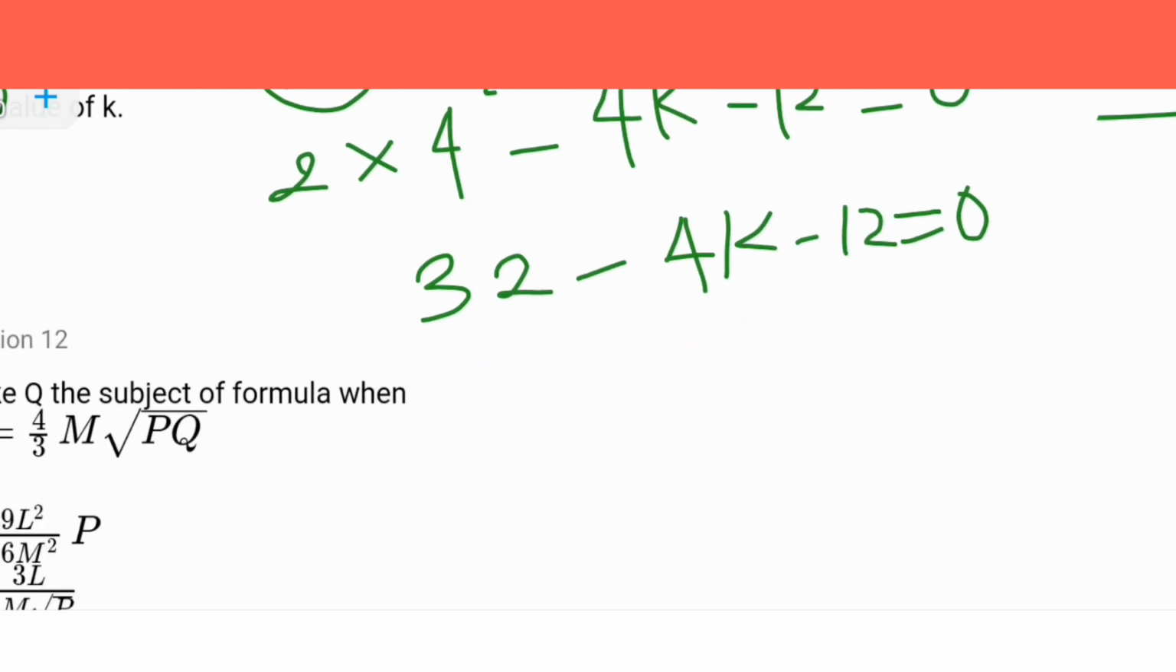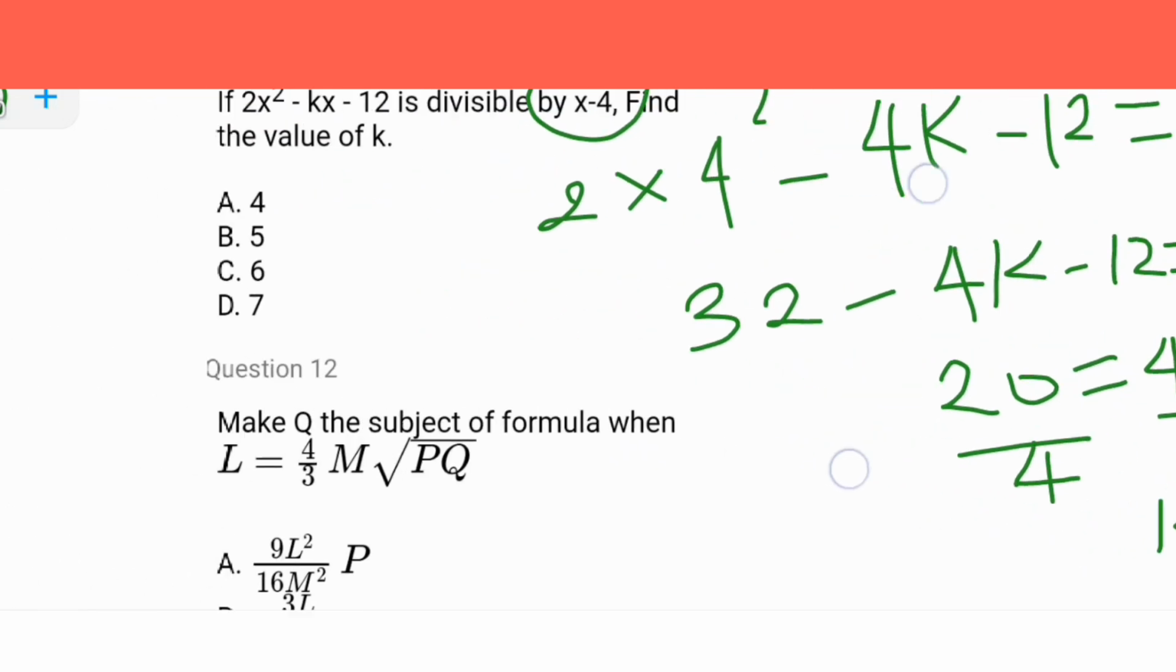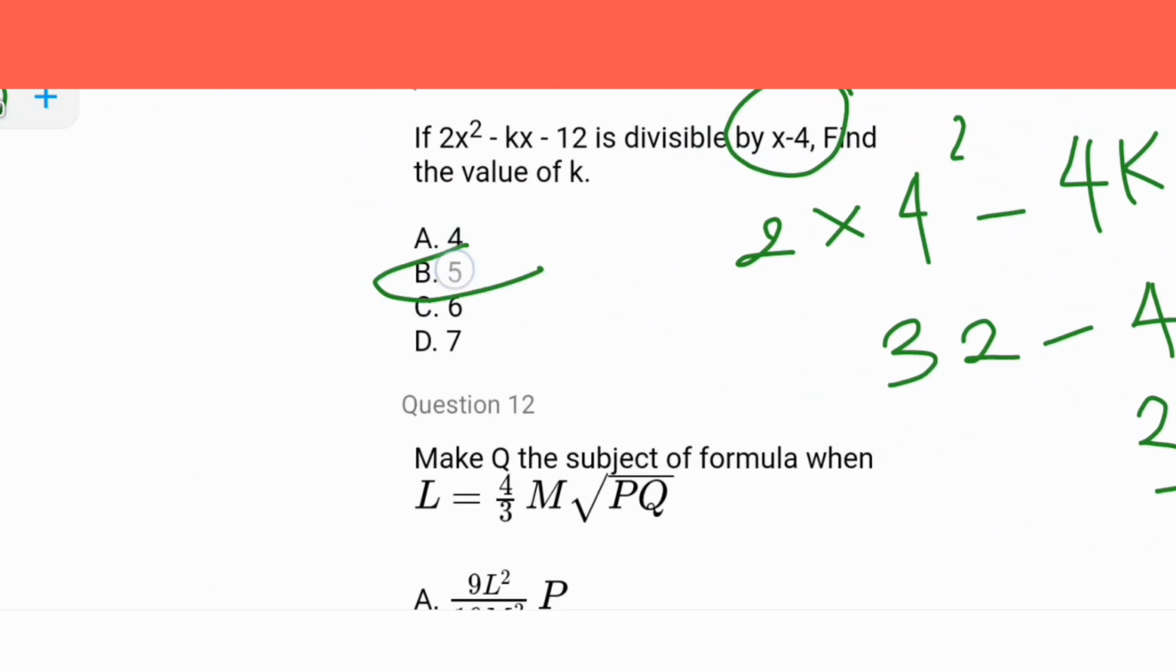So let me just bring this k to this side. So 32 minus 12 will give you 20. So you have 20 is equals to 4k. Divide both sides by 4. So you can see that k is 5. Okay, so that's option B.